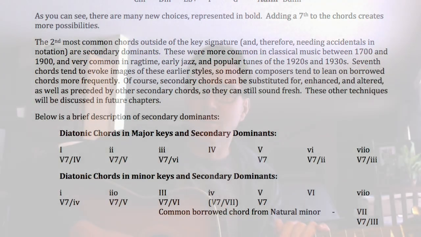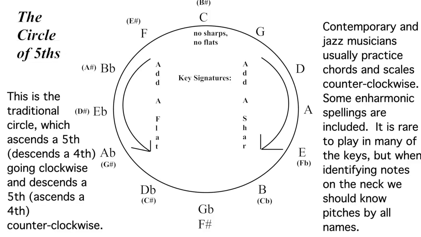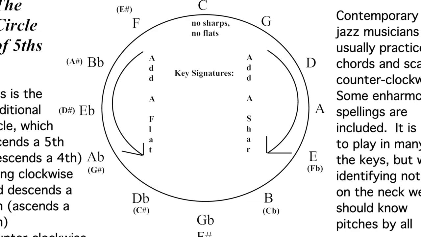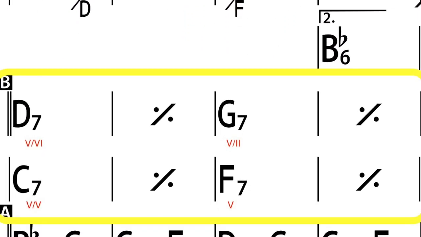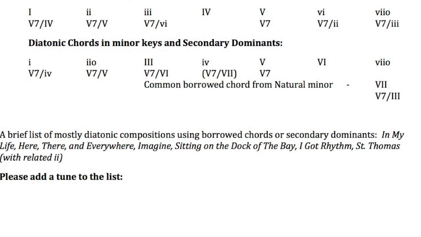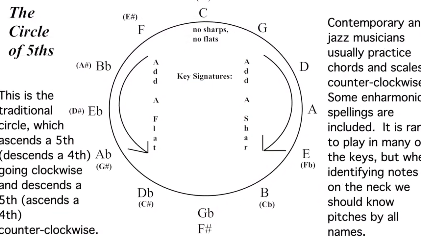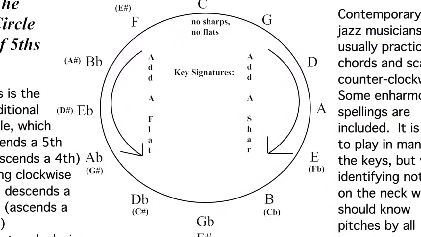And a lot of tunes just go around the circle of fifths like that. E7 to A7 to D7 to G7, back to C. For instance, the bridge of I Got Rhythm, Sweet Georgia Brown, lots of sections of jazz tunes cycle their way counterclockwise around the circle of fifths. Call it the cycle of fourths if you want.